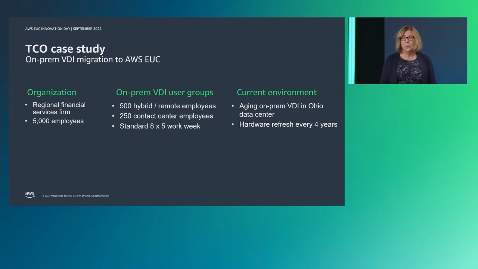The two primary user groups being supported are around 500 hybrid work employees across the organization, and they're in various departments. There's also another 250 end users supported in the company's contact center. And the work week is a typical 8x5 schedule. The organization refreshes their hardware every 4 years, and they're due now for a refresh, which has generated a compelling event to explore an alternative solution such as DAS.